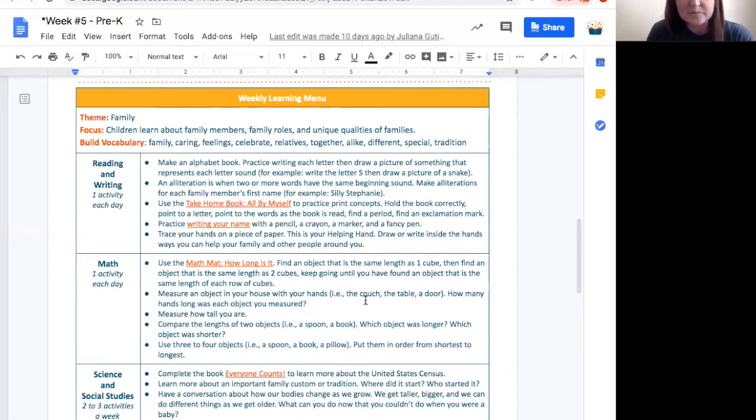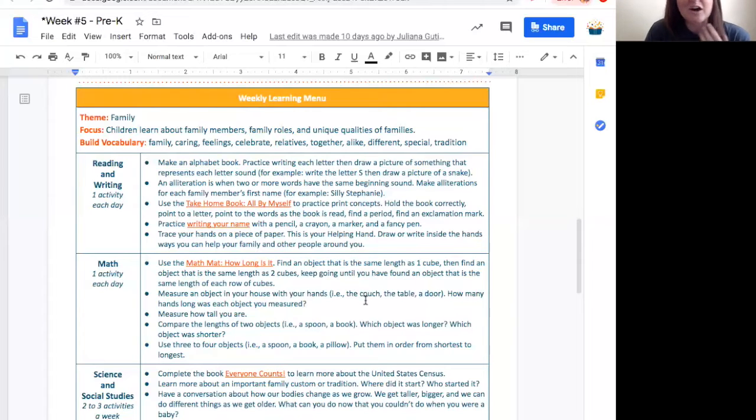We have our take-home book. This week we focused on print concepts. Print concepts are all about what we see in the book as far as a period or an exclamation mark. Talk about what those things mean and why they are included in text. It's also understanding that we read from left to right and how we hold a book.